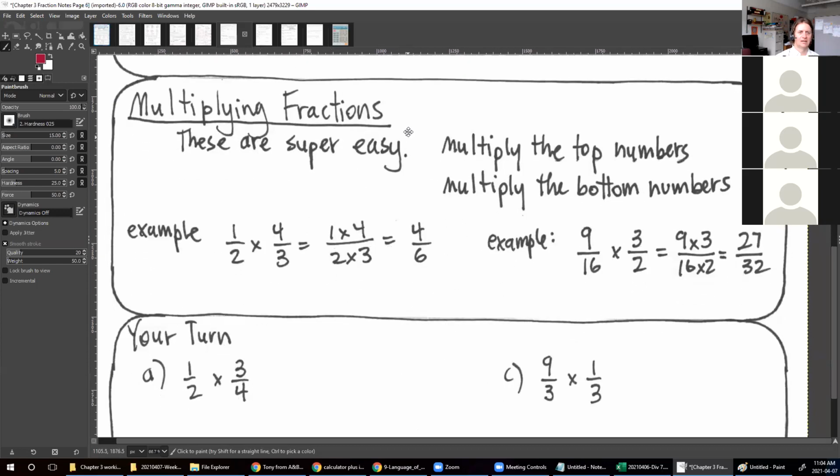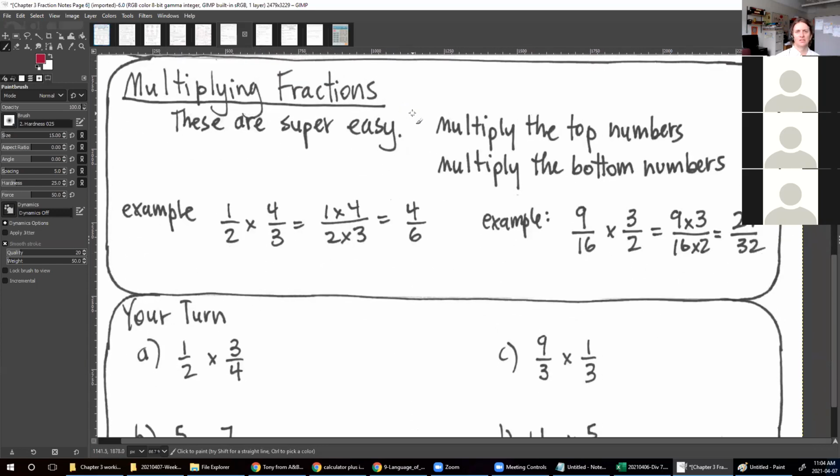Let's look at multiplying fractions. We've actually been doing it this whole time. We didn't even know. These are super easy. Step 1, you multiply the top numbers. Step 2, you multiply the bottom numbers. That's it. So in my example, I've got 1/2 times 4/3. I'm going to multiply the top numbers. 1 times 4 is 4. On the bottom numbers, I'm going to multiply those. 2 times 3 is 6. There's my answer.